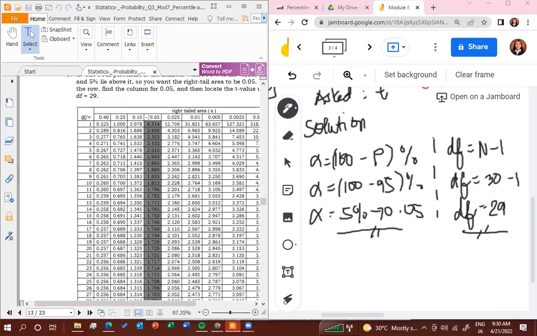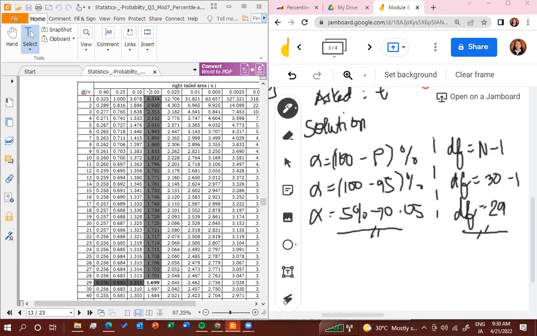As you can see, we run through the values of 0.05 and a degrees of freedom of 29. You are able to look for a p-value of 1.699. And that is the answer.